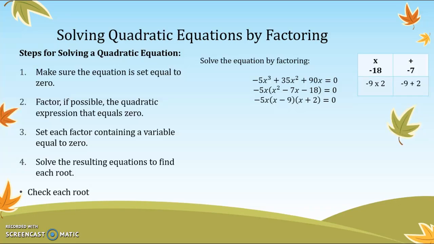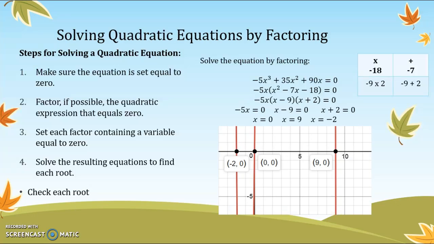Now that everything is factored, we'll set each factored piece equal to 0. -5x equals 0, x minus 9 is 0, and x plus 2 is 0. And then solve each one. So on the left, I will divide everything by -5. So 0 divided by -5 is 0. I'll add 9 in the middle, so x equals 9, and then subtract 2. So notice that 0, 9, and -2 are all solutions because x can be 0.